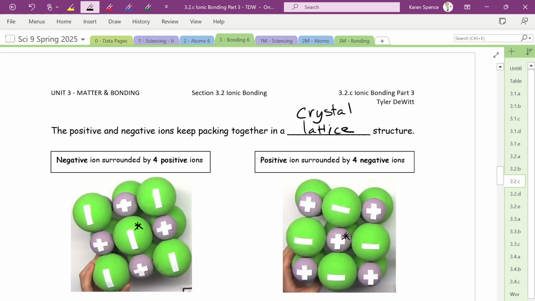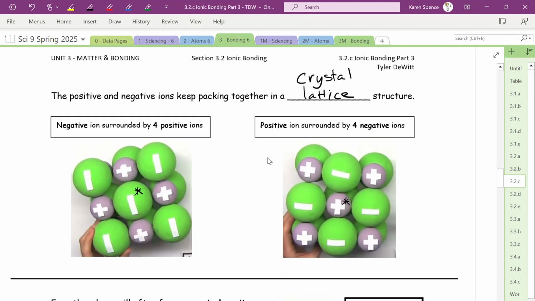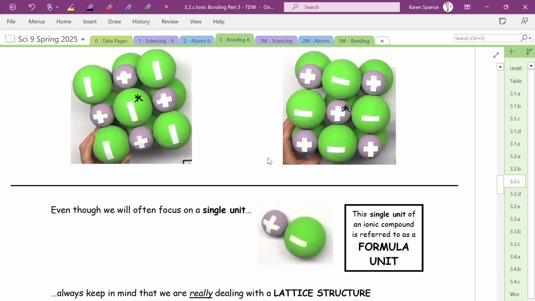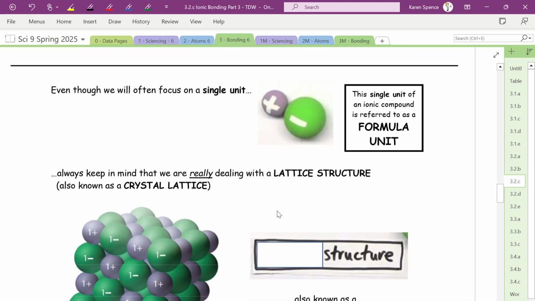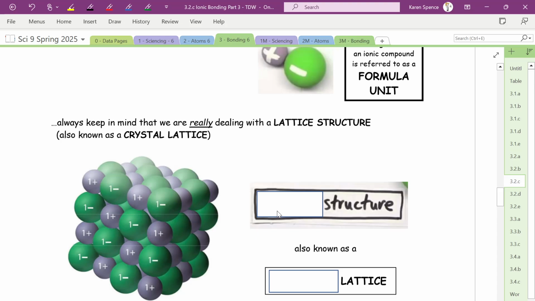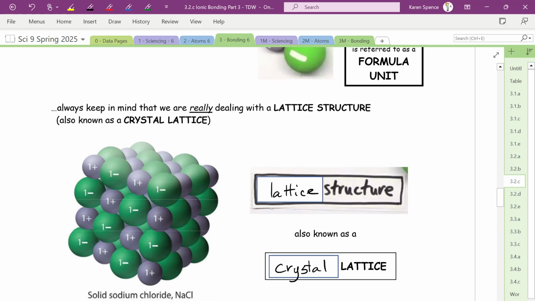That's a really stable thing because positive wants to be close to negative whenever possible, and it wants to be as far from positive as it possibly can. Even though we often only focus on a single unit called a formula unit, always keep in mind we are really dealing with a lattice structure, also known as a crystal lattice.